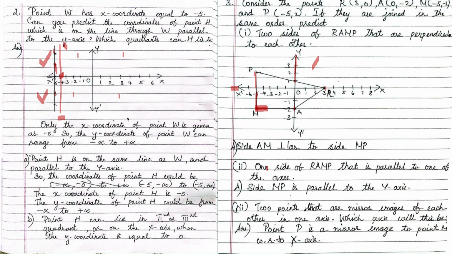Now let's move on to question 3. Two points that are mirror images of each other in one axis. Which axis will that be? Two points are mirror images. If you consider the 4 points as given in the question, R, A, M, P, and plot and look into the figure, we can make out very well that M and P are mirror images of each other. With respect to which axis? With respect to the y-axis. If you consider the x-axis, the point P is equidistant from the x-axis. The distance is the same between the x-axis and the point M.